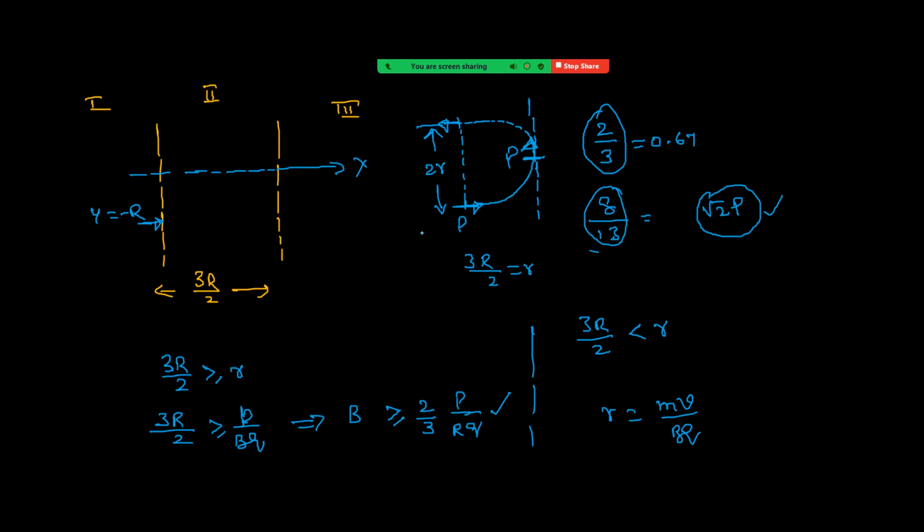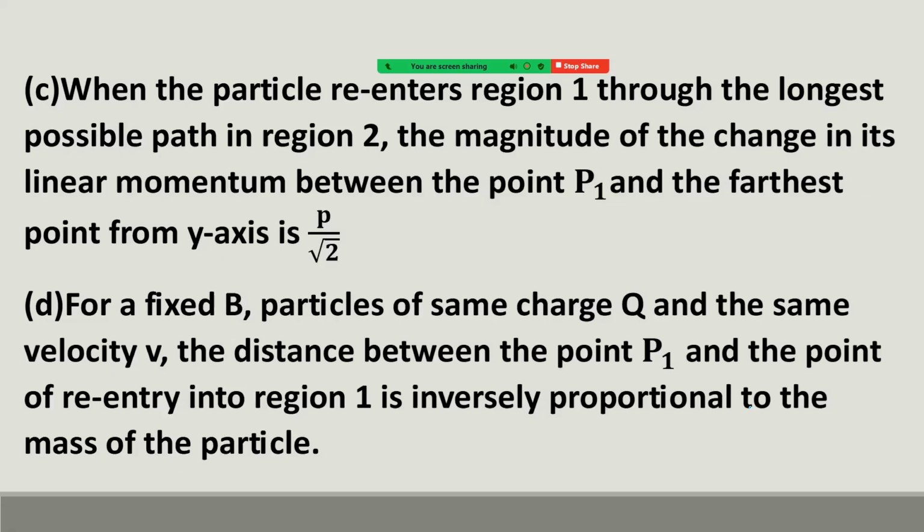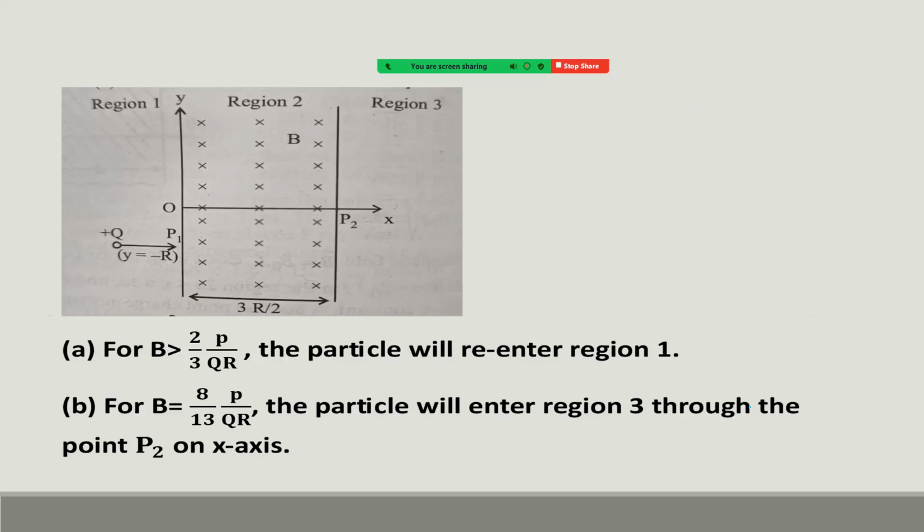Now see the option given for fixed B. So B value is fixed. Same charge, Q value same. Same velocity, v value same. What is left here? It is only mass. That means the distance is proportional to mass. But it is given inversely proportional. That's why option D is not correct. So the correct options are A and B. Okay, let us see the next problem.